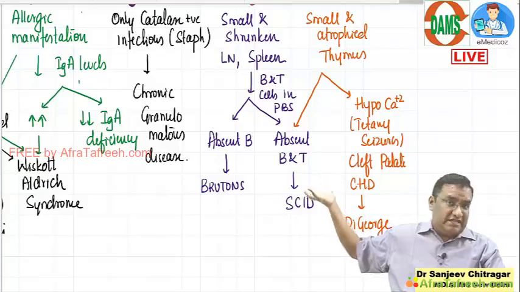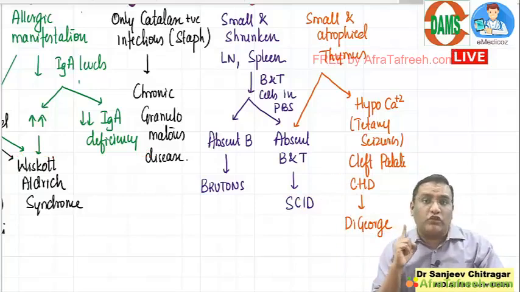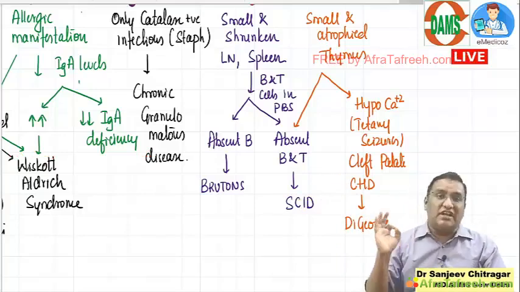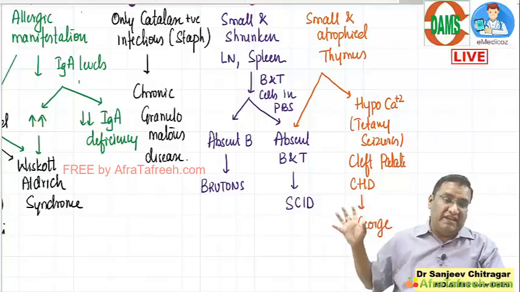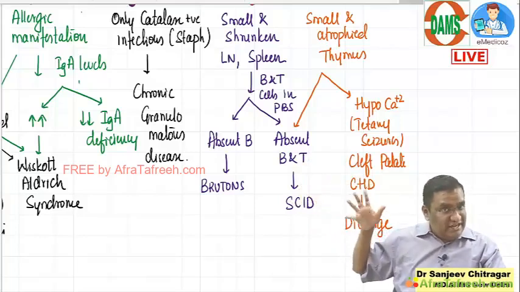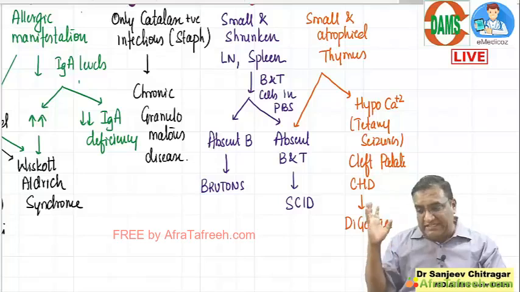Both B and T cells are reduced in the peripheral blood. All immunoglobulins are reduced. Now don't look for the wrong clue or the wrong keyword. Immunoglobulin reduced doesn't mean it is only Bruton's, it can even be SCID. Even in SCID, all immunoglobulins are reduced. So that's why it is very important to look for both B and T cells or only T cells.